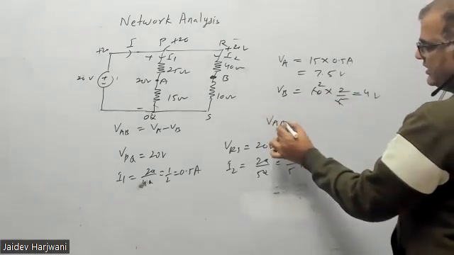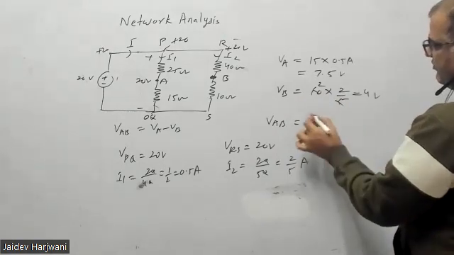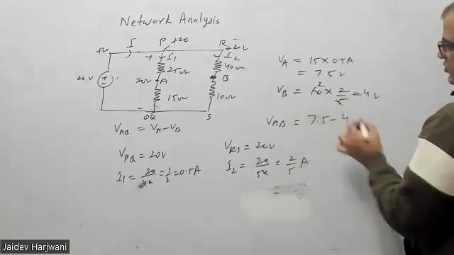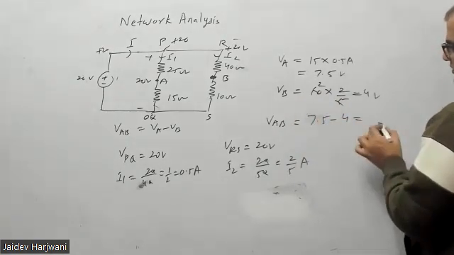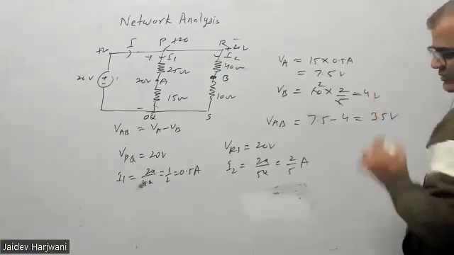So your VAB will be how much? VAB will be 7.5 minus 4. How much? Tell me. कितना होगा? 3.5. 3.5 volt.